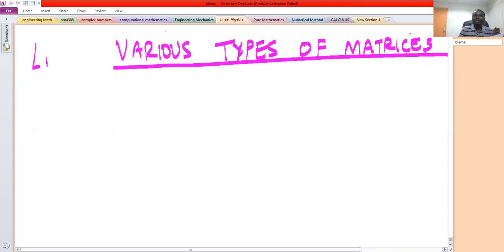Welcome to this session. In this session, we are going to start introducing different types of matrices.